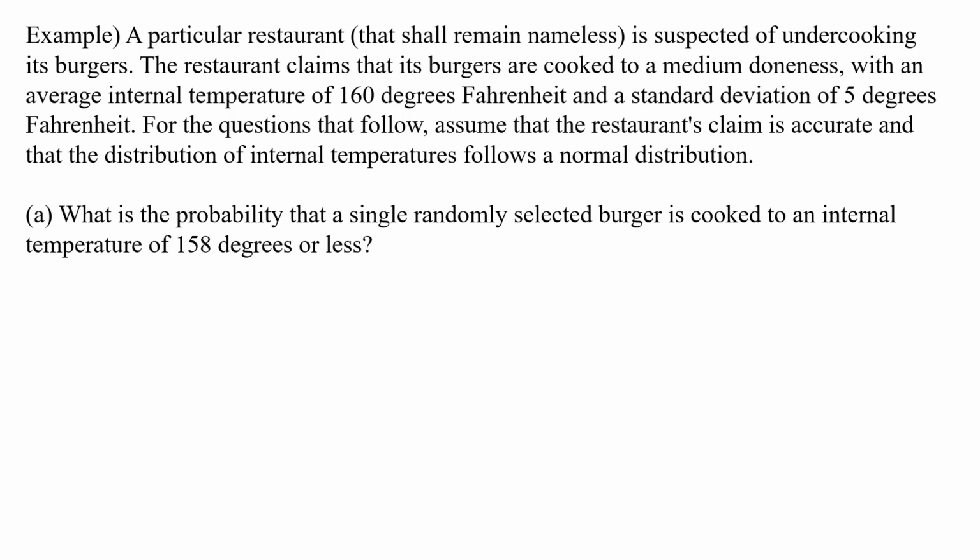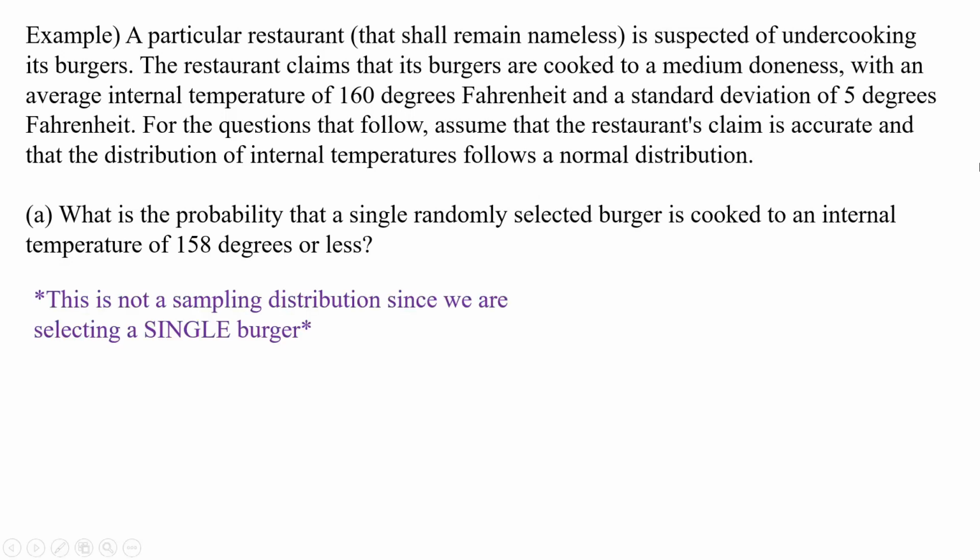So A, what is the probability that a single randomly selected burger is cooked to an internal temp of 158 degrees or less? So this question, notice it's a single randomly selected burger. When we are just selecting a single item or a single person from a population, we are working with a normal probability distribution. This does not require a sampling distribution because we are not taking a sample. So to answer this question, again, if you want to make a note, it's not a sampling distribution. You're selecting a single burger.